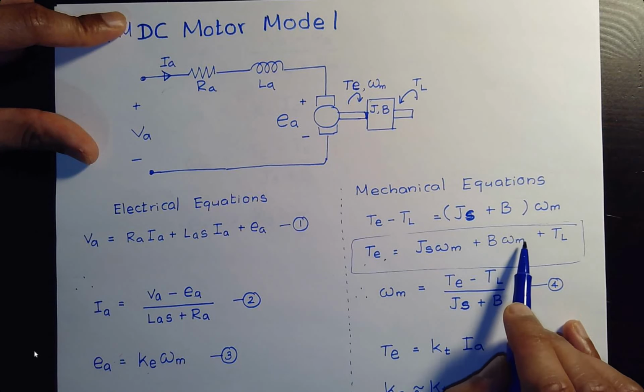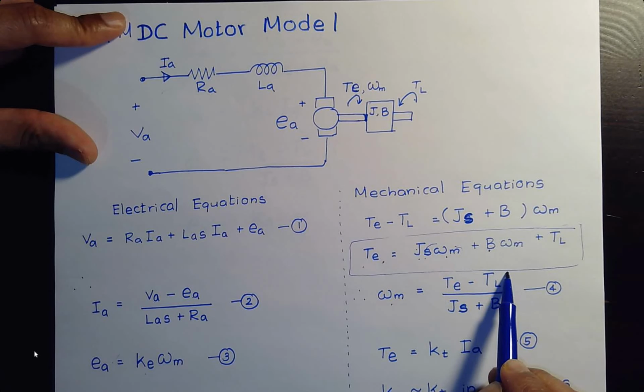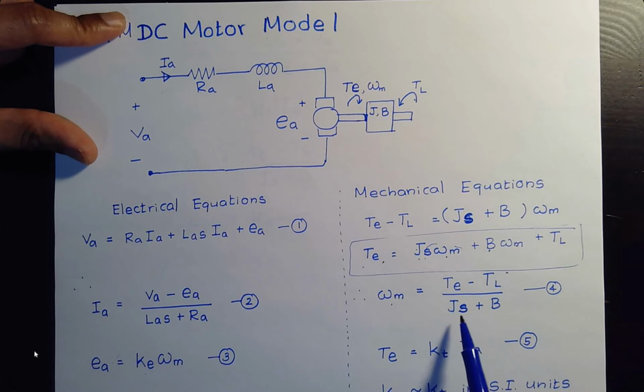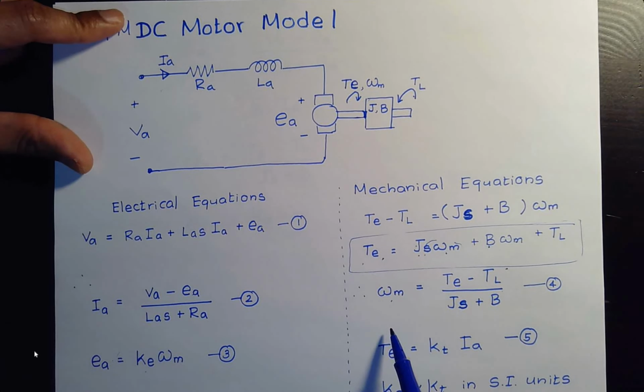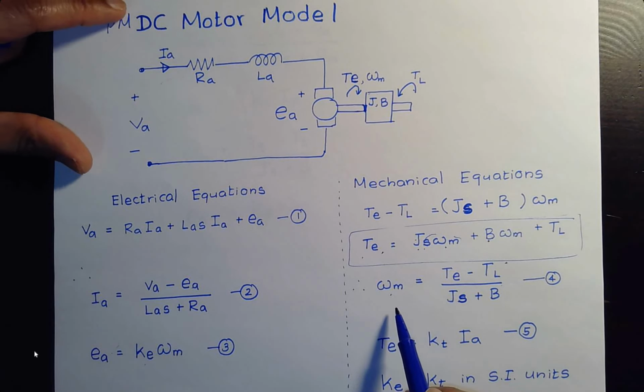So we're going to rewrite this equation in the following form: (TE minus TL) over (JS plus B) is equal to omega M. Again, this is a first order equation.